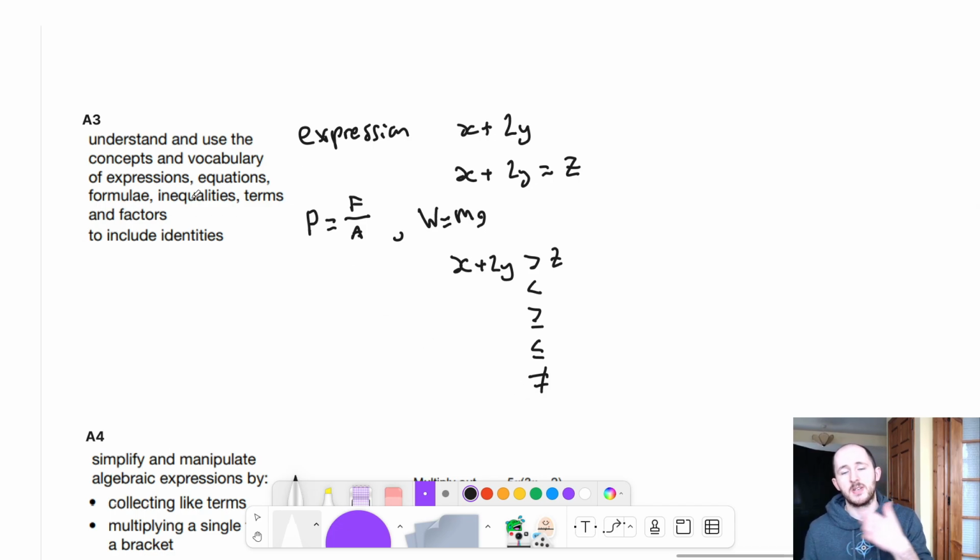And lastly, factors, we actually did that a bit earlier. It's just a number that can divide into another number perfectly.